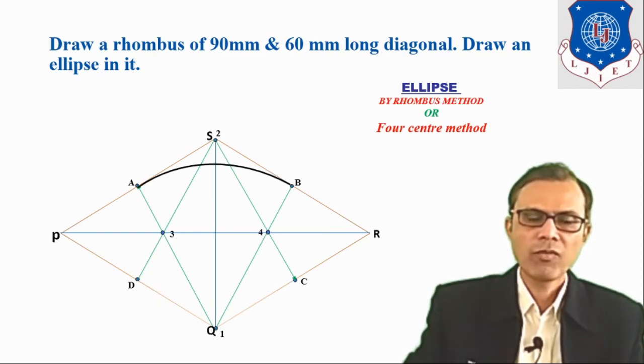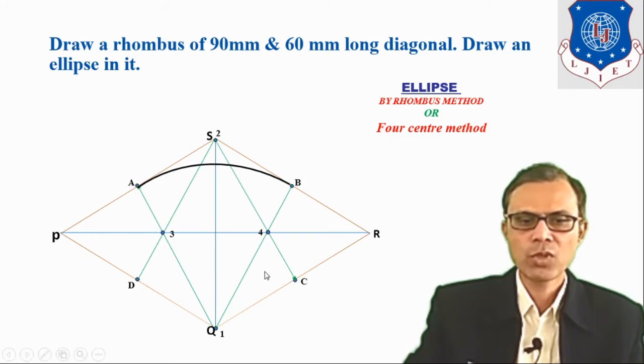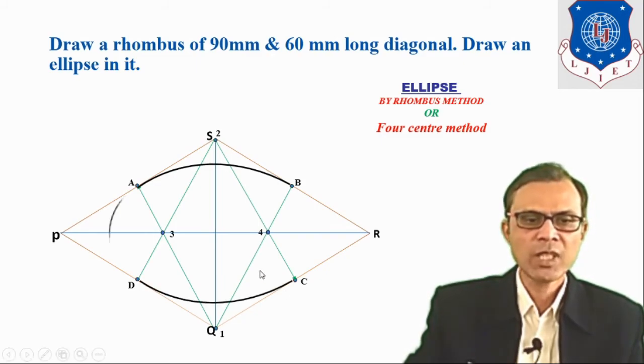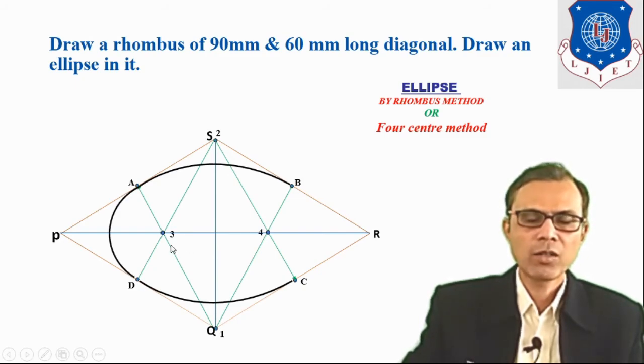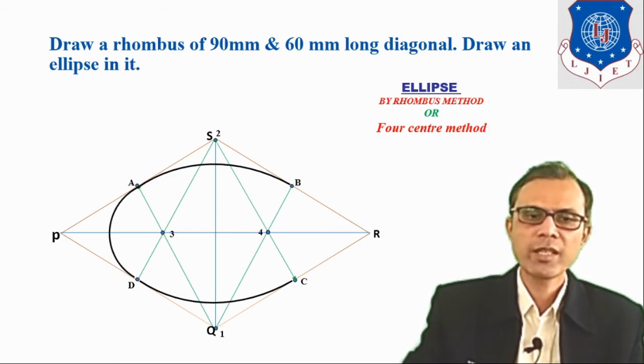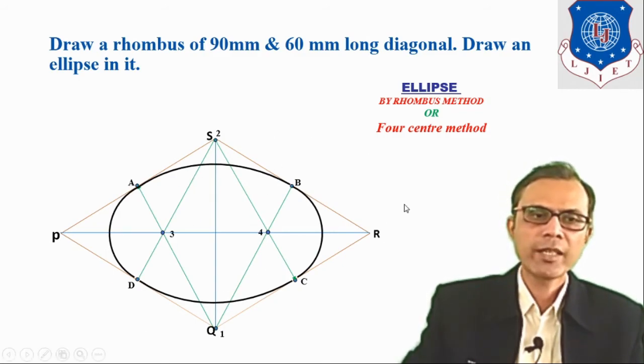Now keep 1 as center and take compass size equal to 1A and draw an arc, then take 2 as center, compass size equal to 2C and draw an arc. Then keep 3 as the center point, take compass size 3A or 3D, both will be equal. Keep 3 as the center and draw an arc, then keep 4 as the center, take compass size equal to 4B or 4C, both will be equal. Keep 4 as the center and draw an arc. So you can see it is an ellipse inside the rhombus.